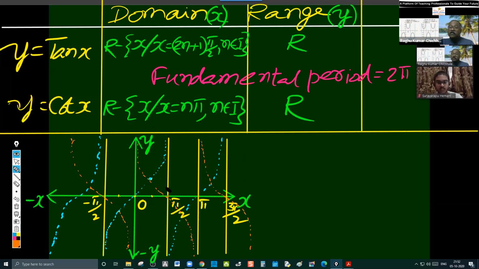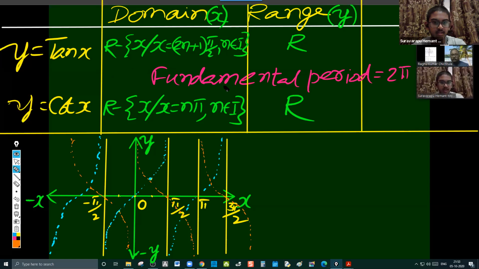So this is about tan x and cot x. I have shown it in the same figure. Okay, I hope you understand that. And what is the domain of tan x? Just read it out once. We'll move on to the next part of it.